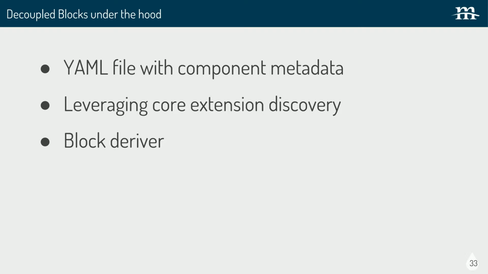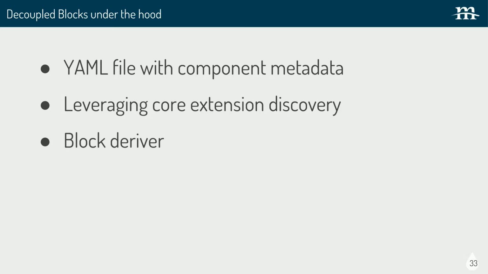So under the hood, some of the things that changed when we moved into this Drupal 8 version of all of this. Well, the JSON info file that I showed you, now we're using YAML, which is the Drupal 8 standard. One of the cool things about that is we're actually leveraging the core extension discovery. So the same discovery mechanism that looks in Drupal 8 sites for modules and profiles and themes, we're using that exact same stuff to find our decoupled components as well.